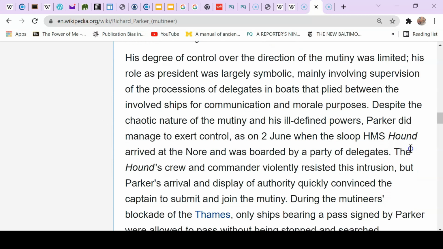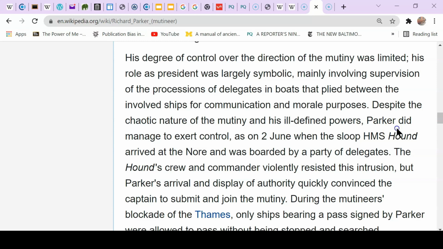And so despite the chaotic nature of the mutiny and his ill-defined powers, Parker did manage to exert control, as on the 2nd of June, think about 2 6s, when the sloop HMS Hound arrived at the Nore and was boarded by a party of delegates. Now, it's kind of confusing here, but this party of delegates are these mutineers, led by Richard Parker.